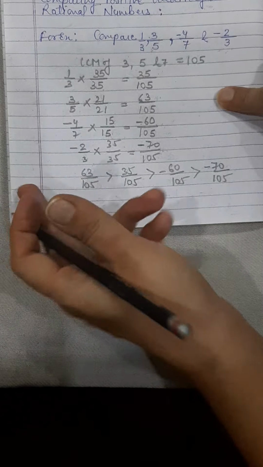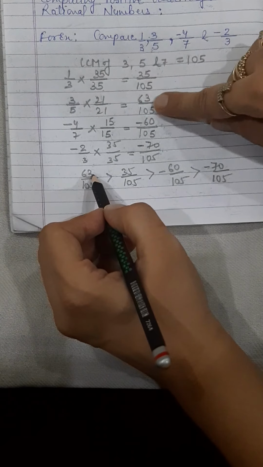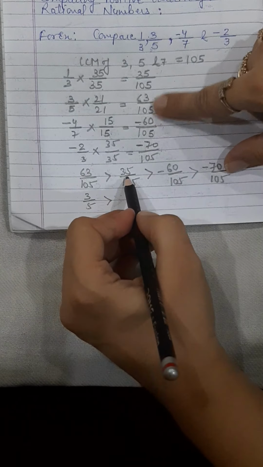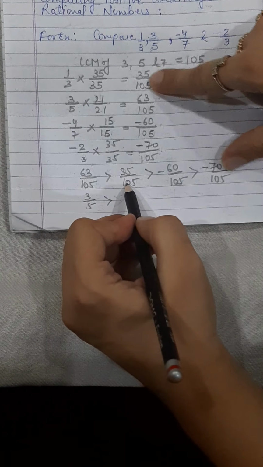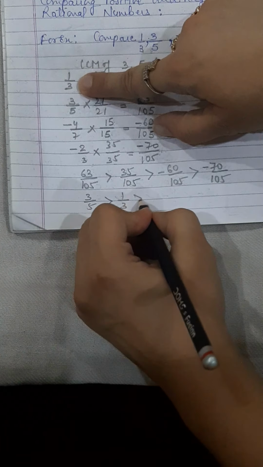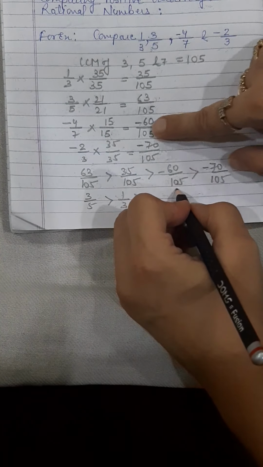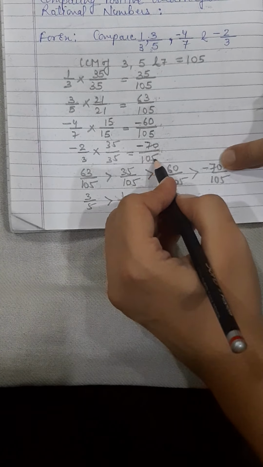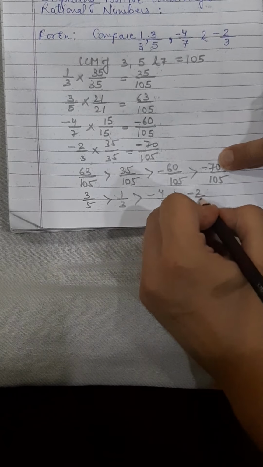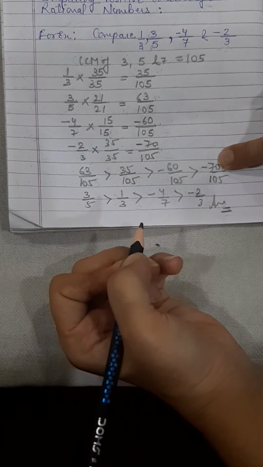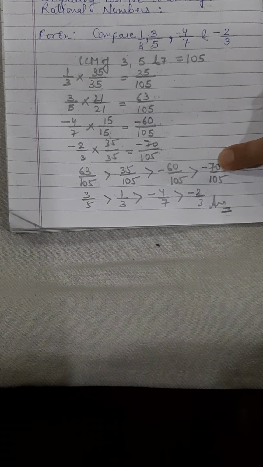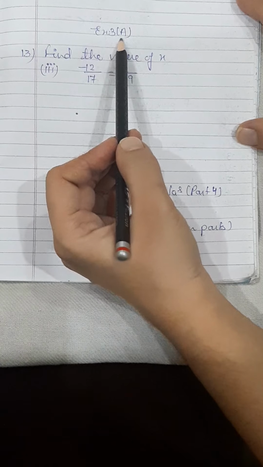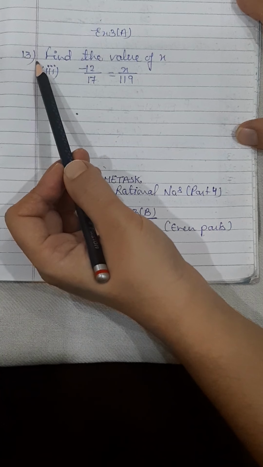Now convert into original rational number. 63 by 105 is 3 by 5, greater than 35 by 105, which is 1 by 3. Minus 60 by 105 is minus 4 by 7. And minus 70 by 105 is minus 2 by 3. So this will be the answer. Is it clear?